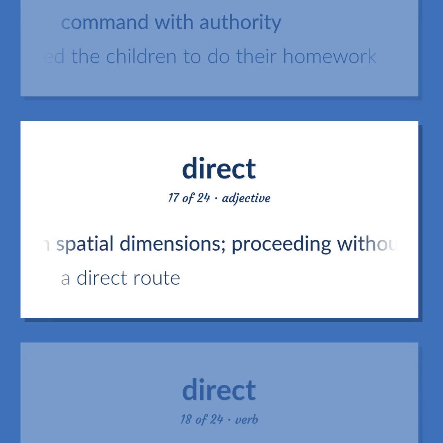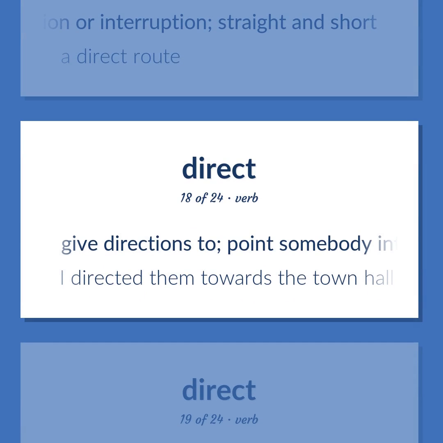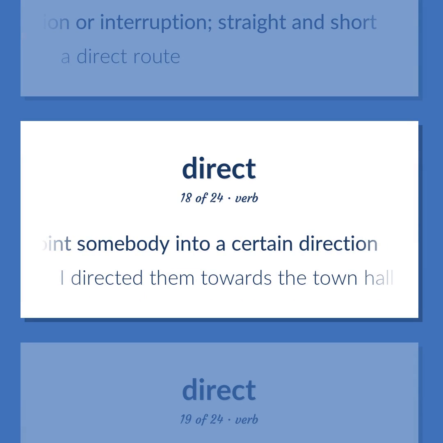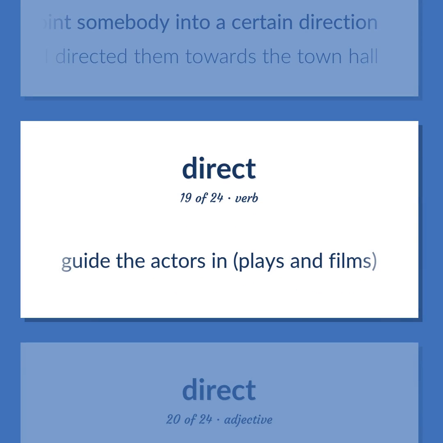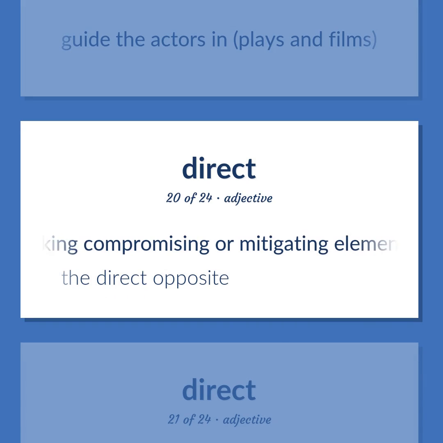Direct in spatial dimensions, proceeding without deviation or interruption, straight and short. A direct route. Give directions to, point somebody into a certain direction. I directed them towards the town hall. Guide the actors in plays and films. Lacking compromising or mitigating elements, exact. The direct opposite.